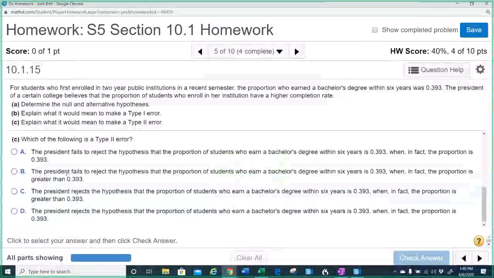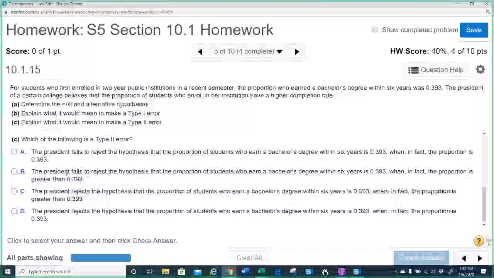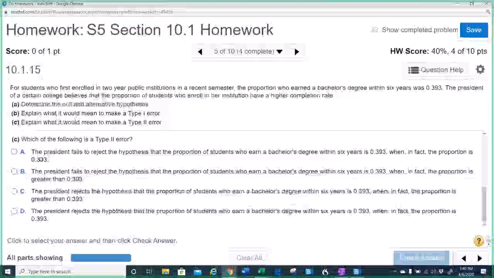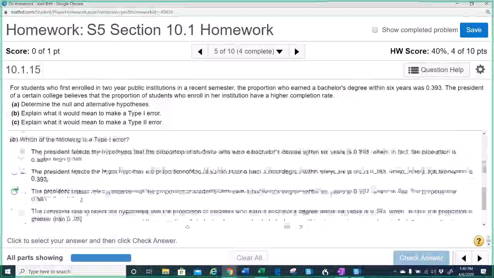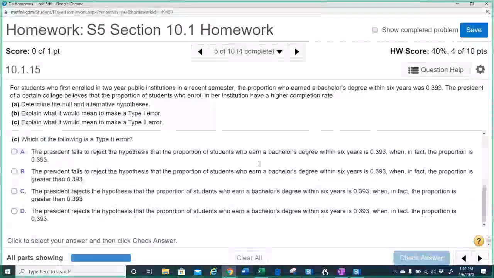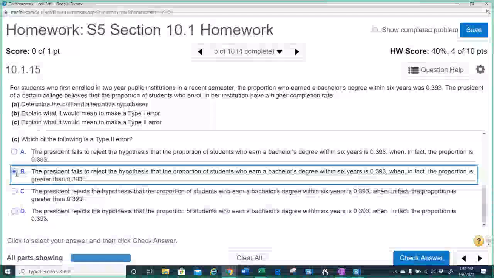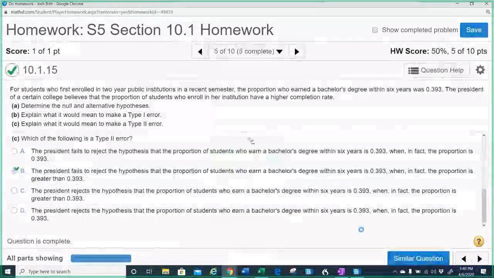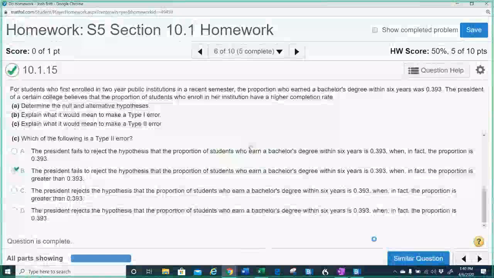Then for a type 2, you always check the one that says fail to reject the null. So fail to reject, fail to reject, reject. So now we're down to A or B. And the second part is you always assume H1 is true. So H1 says the proportion is greater than. So proportion is greater than. That's how you explain away type 1, type 2 error. We can try again.